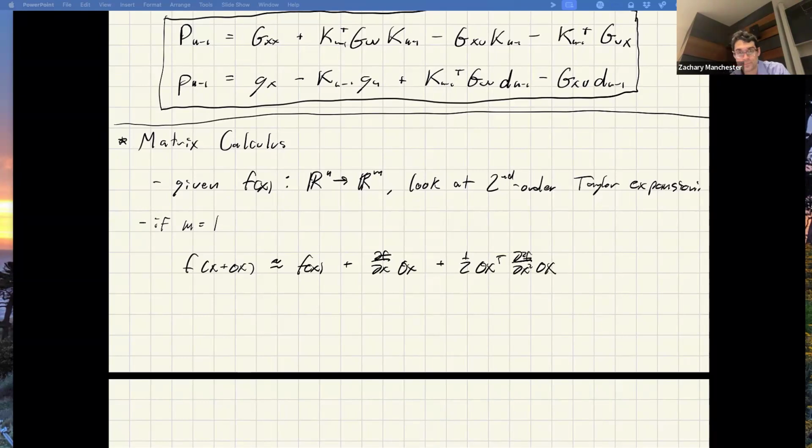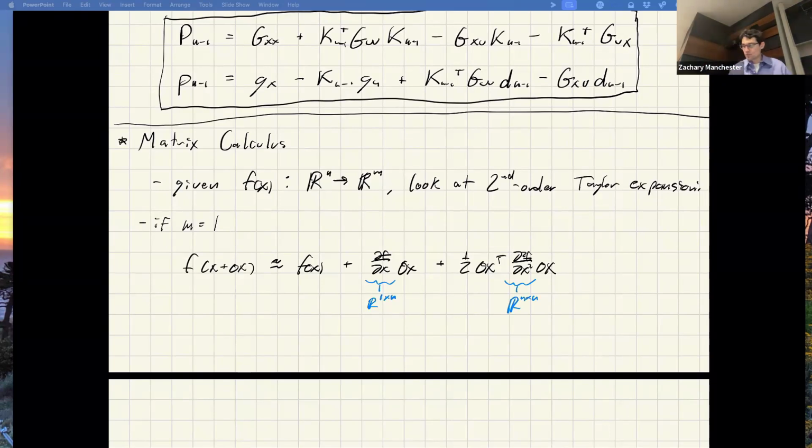If I pay attention to the dimensions on these things, this guy's R 1 by n. It's m by n in general. But if m's 1, it's 1 by n. So that's our gradient vector, row vector. And then this guy is a Hessian. It's n by n for an n-dimensional x, right?